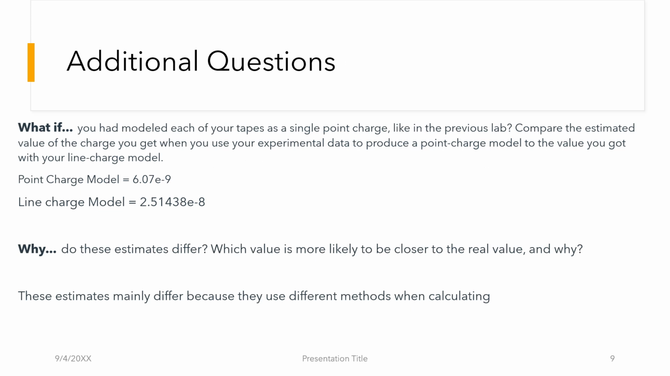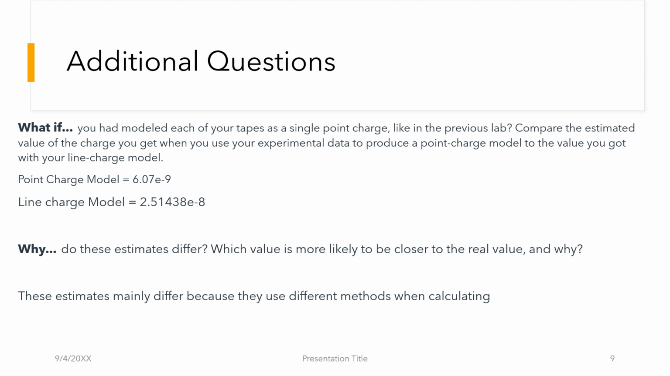Additional questions. What if you had modeled each of your tapes as a single point charge, like in the previous lab? Compare the estimated value of the charge you get when you use your experimental data to produce a point charge model to the value that you got with your line charge model. So I'm comparing the value of the point charge model at 6.07 times 10 to the negative ninth, and then the line charge model with 2.51438 E negative 8.